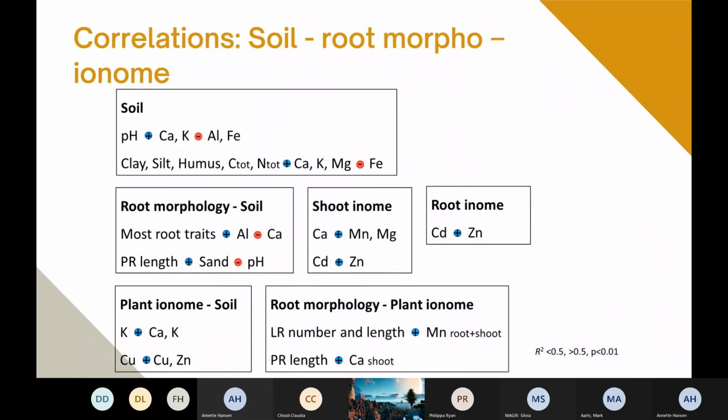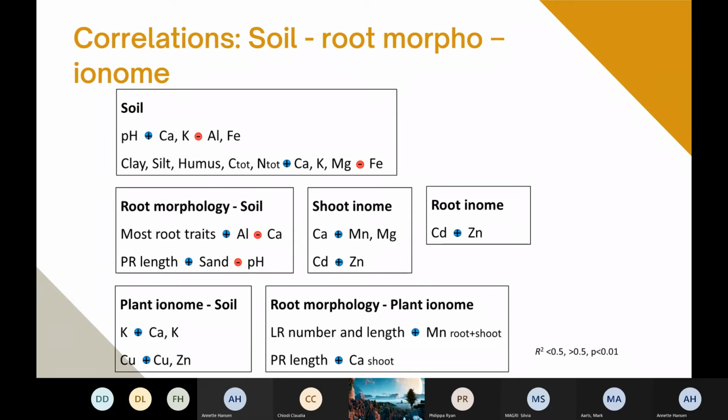So we also tried to look from this exploratory data analysis at the correlations between the type of soil, the root morphology, and the ionomes. With respect to the soil, we clearly see there is a positive correlation between the pH and calcium. There is a negative correlation between potassium and aluminum. So there are positive and negative correlations in the soil, with respect to the root morphology and root traits, and then the minerals in the soil.